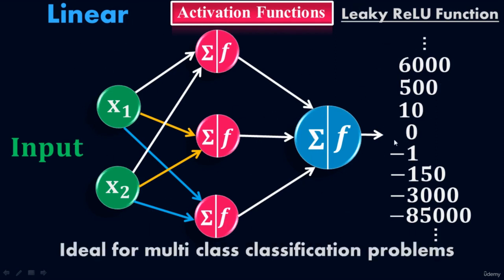So I can say that it is ideal for multi-class classification problems. To some extent, we can say that we can use it for multi-class classification problems where we have multiple classes, not the ReLU activation function. So this is the difference. There's still a vanishing gradient issue, but not as much as we had in the ReLU activation function. So I hope the point is clear now.